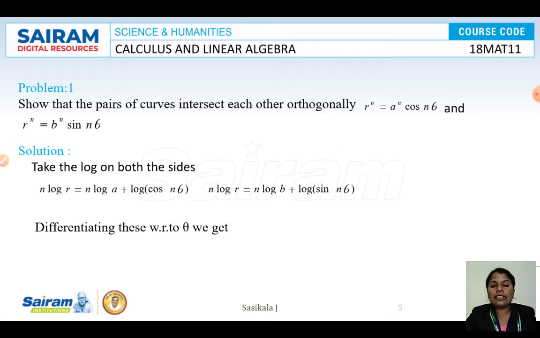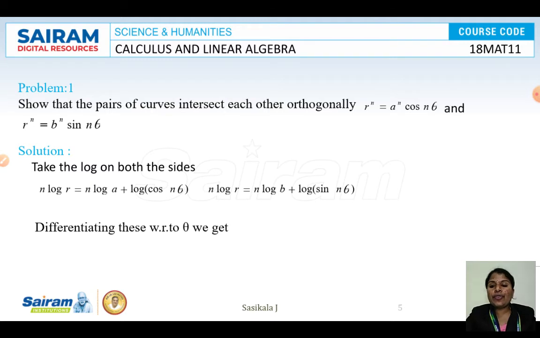Intersecting each other orthogonally means any one of the conditions should be satisfied, that is, modulus of phi 1 minus phi 2 should be equal to 90 degree, or tan phi 1 into tan phi 2 must be minus 1. Okay, so if you prove any one, then it is proved that these two curves intersect each other orthogonally. So what is that? The previous method we have done, the same method we are going to use here, but here we are going to find it for both the curves.